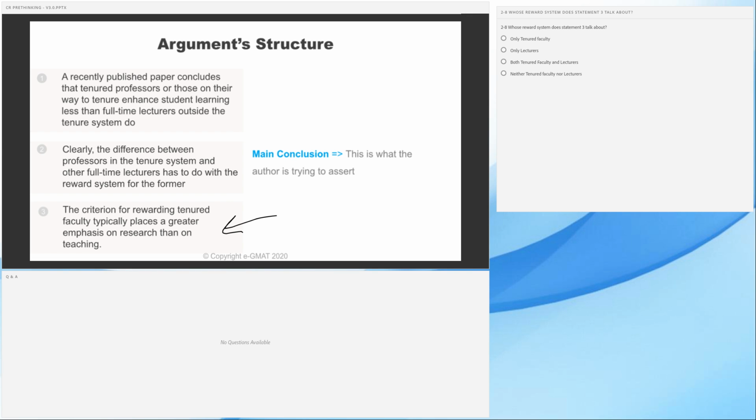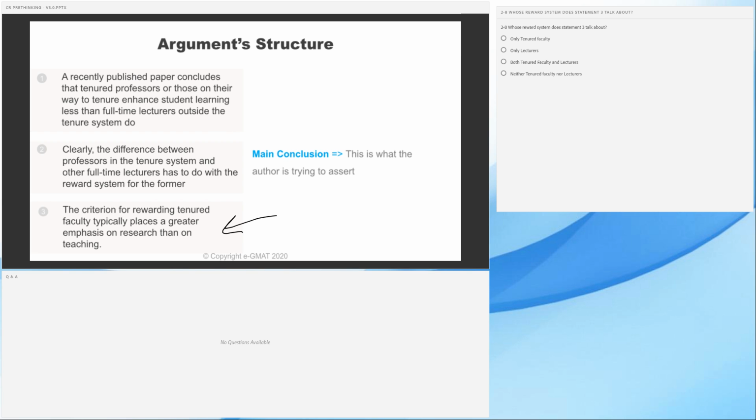Again, I'm looking for 80 answers here, guys. The options are just tenured faculty, only lecturers, both, or neither. Come on, I have 33 answers. I have 42 answers. Whose reward system does statement 3 talk about? I have 65 answers.